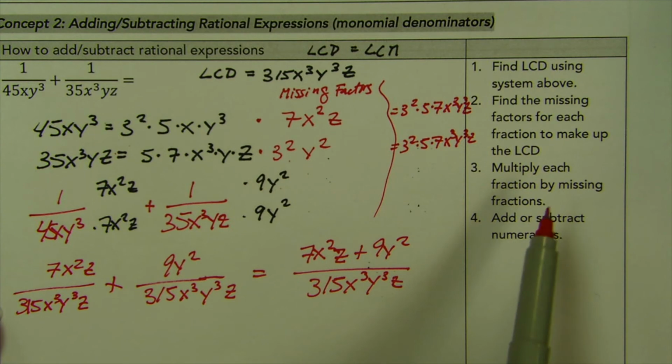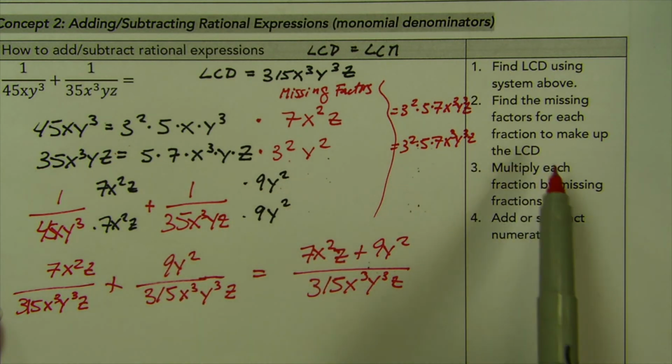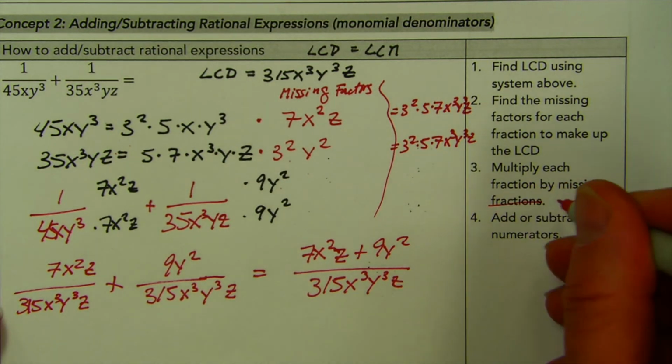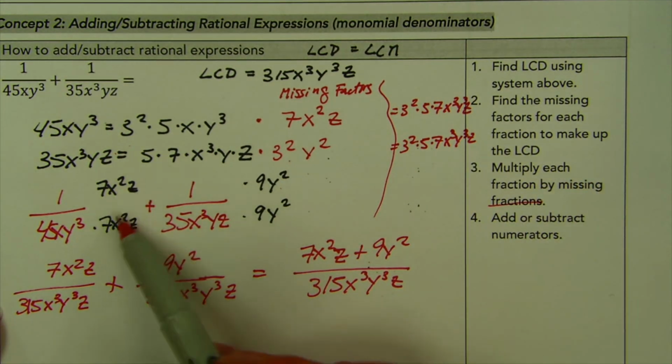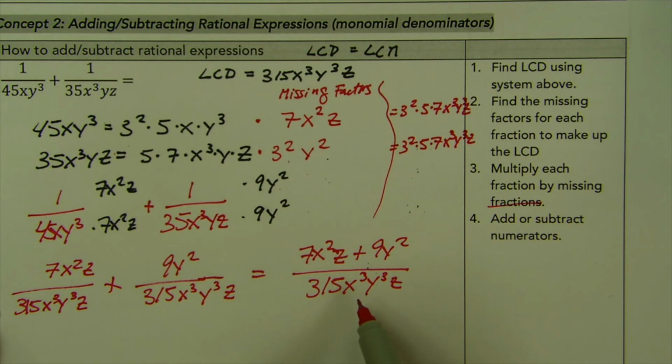So you find the missing factors. You multiply each fraction by the missing factors, top and bottom. And then add or subtract the numerators. Just add the numerators, you guys already know that, and you keep the denominators.